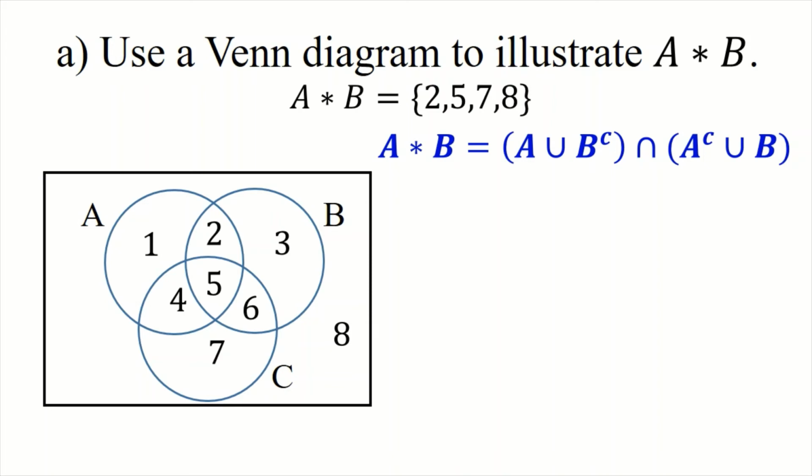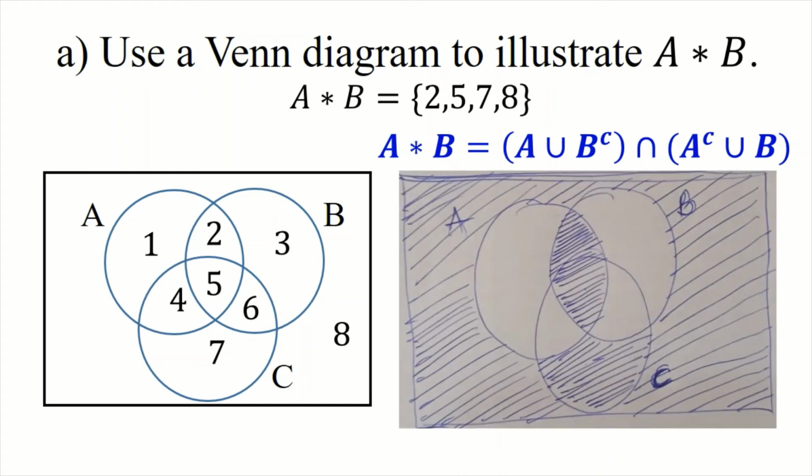Now, the next thing is this. What is our A star B? We can see that our A star B is what? We are going to shade 2, we are going to shade 5, we are going to shade 7, and we are going to shade 8. And that is how to obtain the solution to the first question here. Let's proceed to the second question.